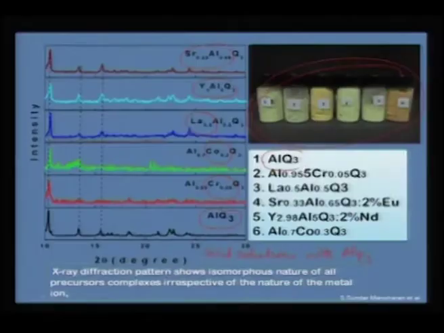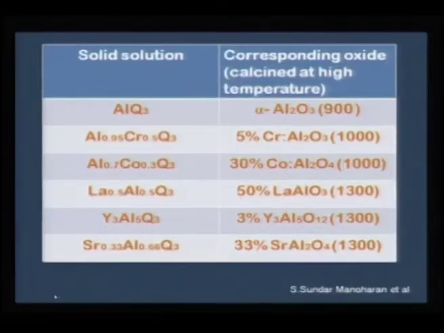What you see here, one is nothing but your AlQ3, which gives a greenish yellow light, which is used for OLED applications. If you put in chromium, the color comes down slightly. If you put in lanthanum, you can see the yellow or yellowish orange color that comes out. So, this is under UV radiation, and this consolidates that such precursors have been made and they are solid solutions in nature. So, what do we do with this?